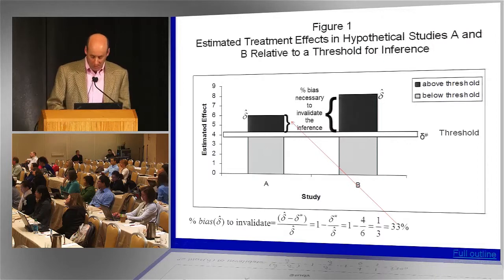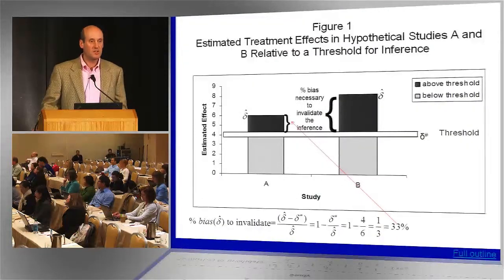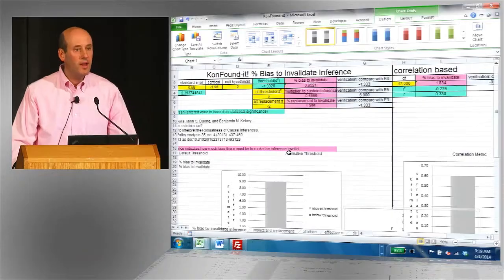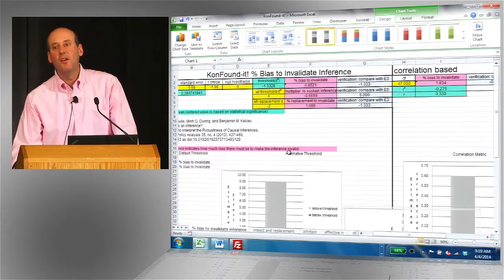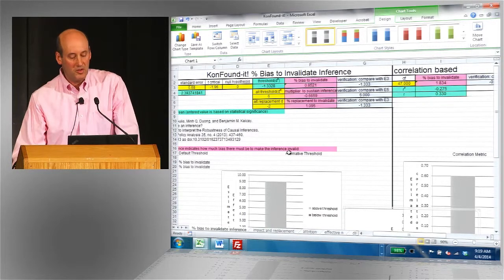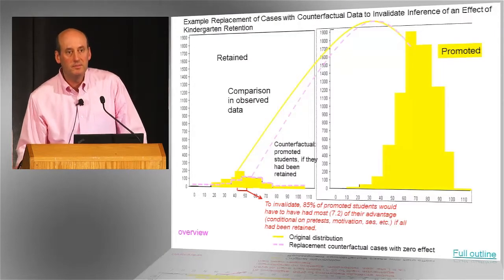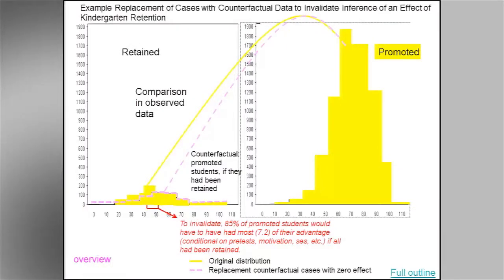So when we go through this equation, this kind of representation here, it's the same thing as this graph. You're just asking how much is the estimate above the threshold. Now we know how robust this inference is: 85% of the estimate would have to be due to bias to invalidate the inference. So that's our starting point. The yellow data represent the observed data, and the pink data represent the counterfactual data you would have to believe existed in order to invalidate the inference.